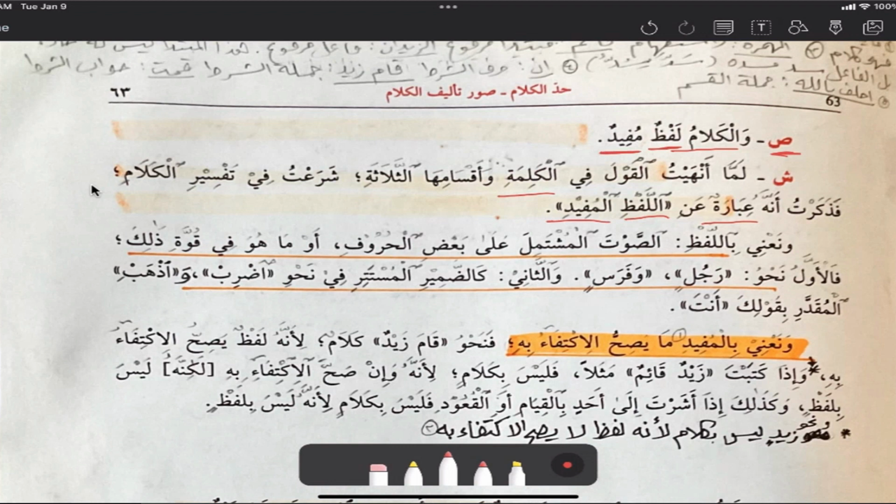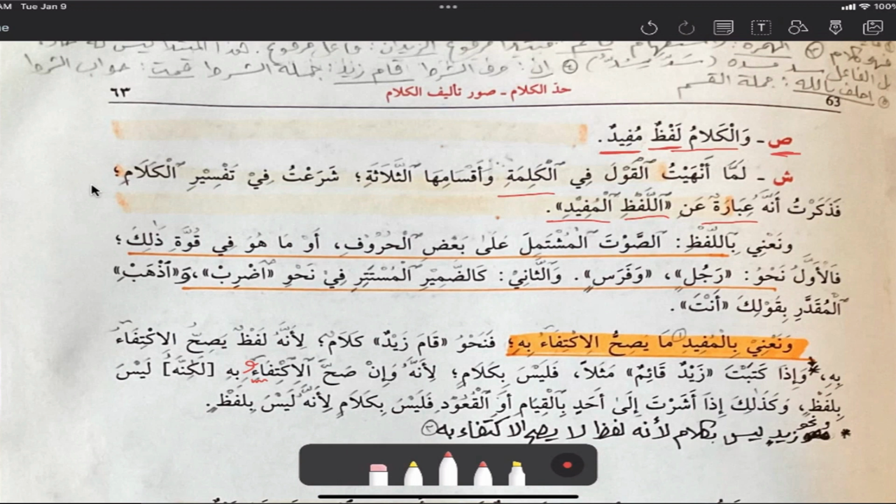And if you were to write Zaydun Qa'im, for example, then this is not speech, because even though it's enough to suffice with that, however, it's not a pronunciation.